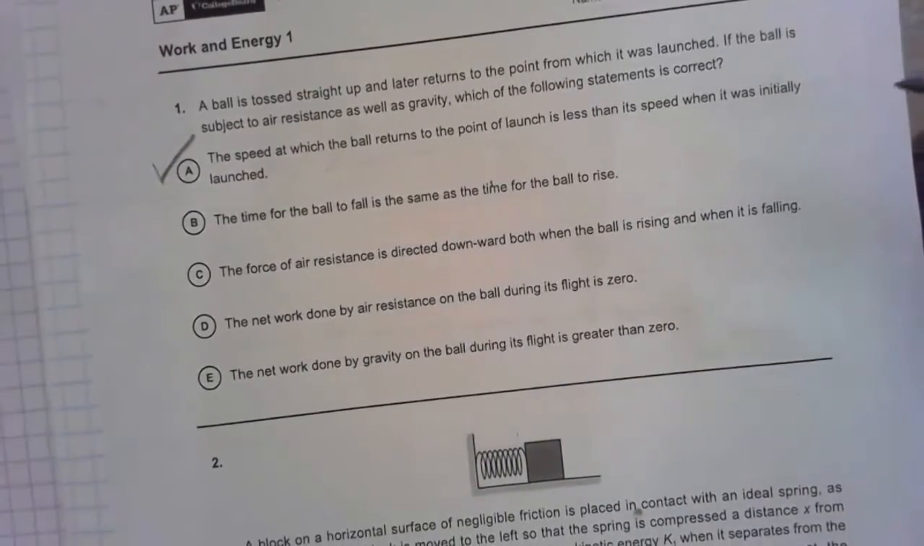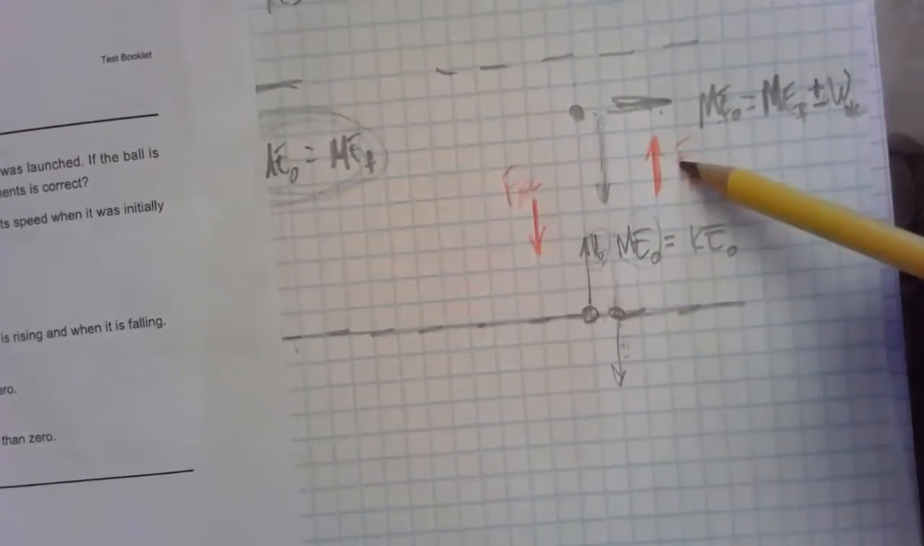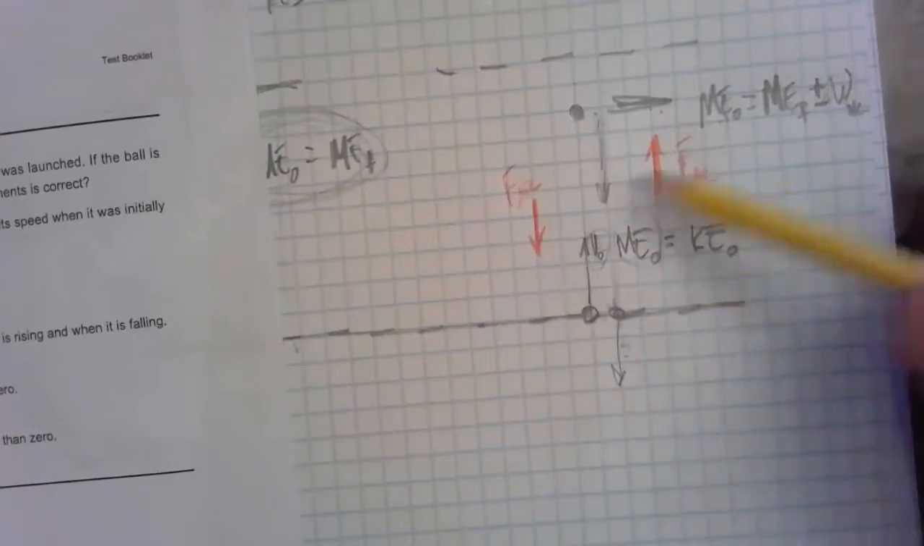The force of air resistance is directed down, both for, nope, it always opposes motion. The net work done by air resistance on the ball is zero. That's not true. It's going to be a negative number because it does negative work in both cases. And when you add two negatives, you aren't going to get zero.